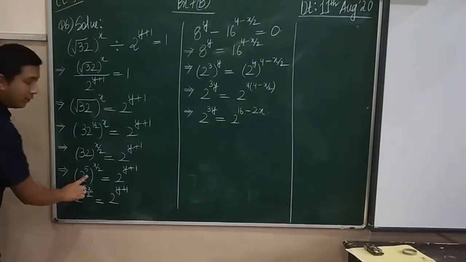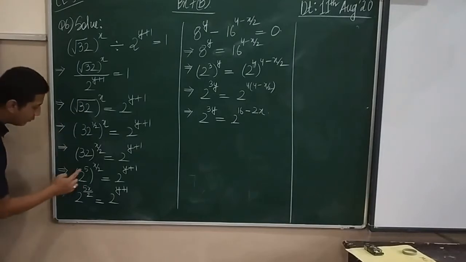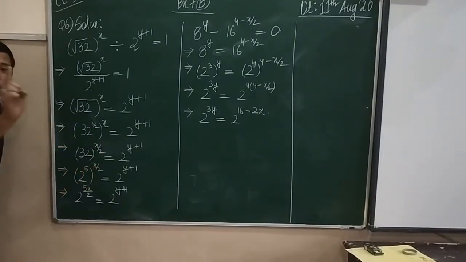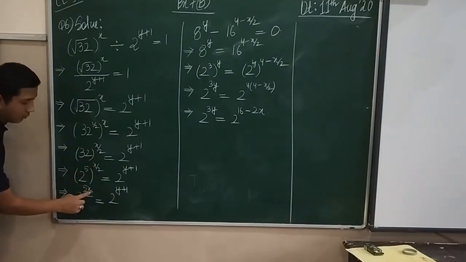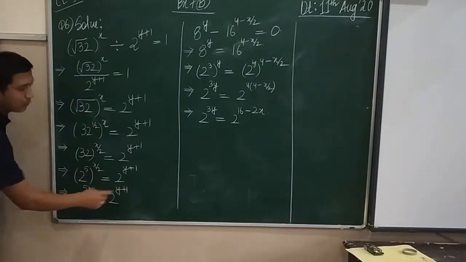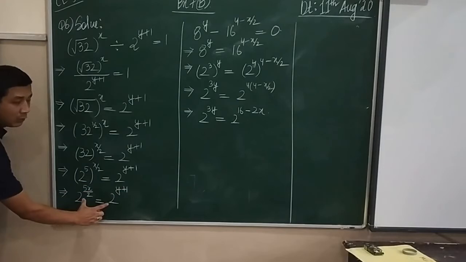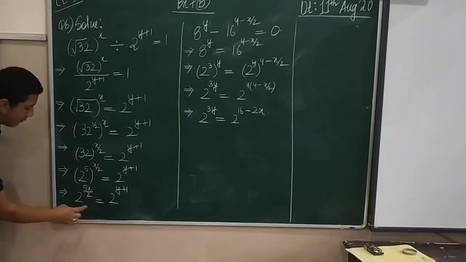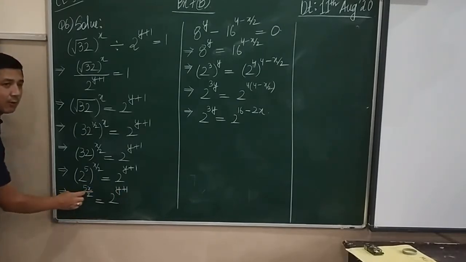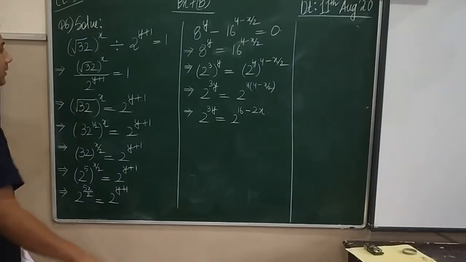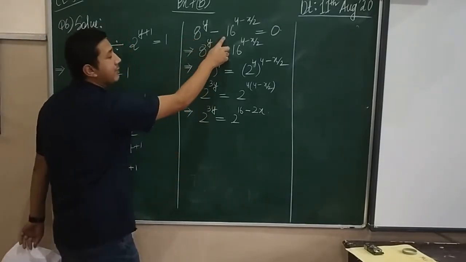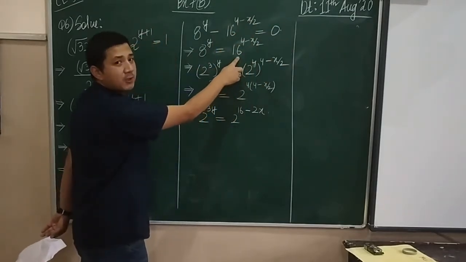I hope you are clear till here. Once again, use the power law. So the moment you use the power law, you will be getting 2 to the power 5x by 2, which is equal to 2 to the power y plus 1. Now from this, we know that the bases are equal, then the powers are also equal. That will give equation number 1. This side is the same thing. I'm taking it to the right hand side, it becomes positive.